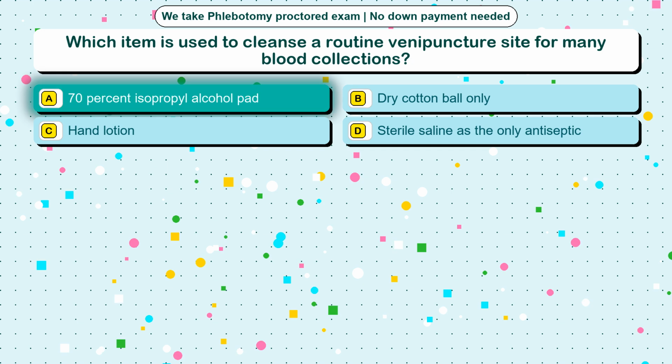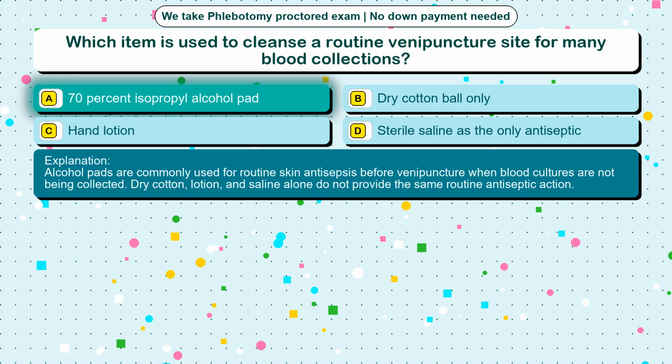The correct answer is option A. 70% isopropyl alcohol pad. Alcohol pads are commonly used for routine skin antisepsis before venipuncture when blood cultures are not being collected. Dry cotton, lotion, and saline alone do not provide the same routine antiseptic action.